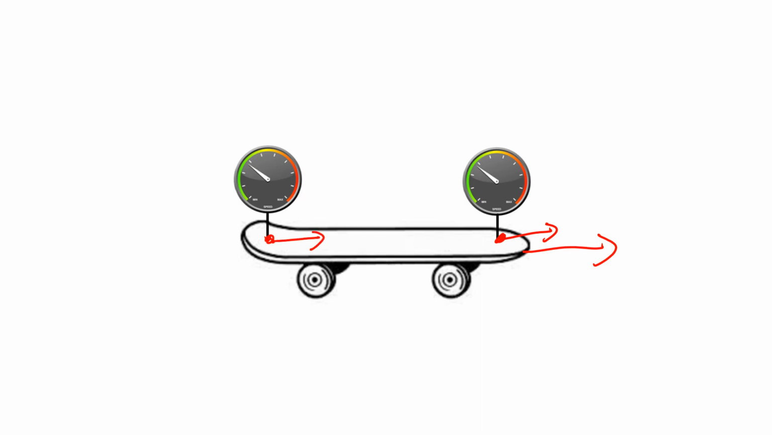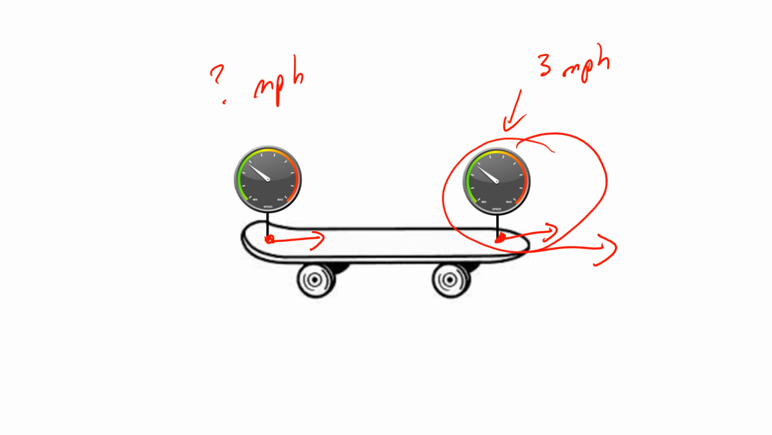And now my question for you is this. Let's say this speedometer reads 3 miles per hour. I know it looks like it's not moving, but I paused the video, so it was moving the whole time. And then you just take a glance at that speedometer and it says 3 miles per hour. My question now is, what is this speedometer going to say? Remember, this speedometer here measures the speed of this point. So at the moment that we paused the video, this point was moving to the right at 3 miles per hour at a specific time.